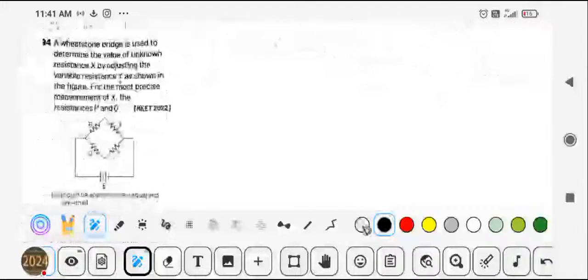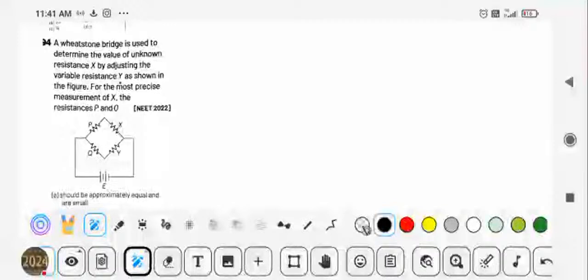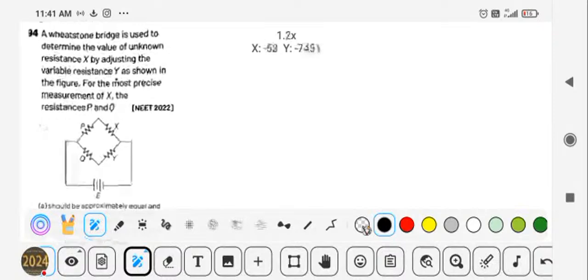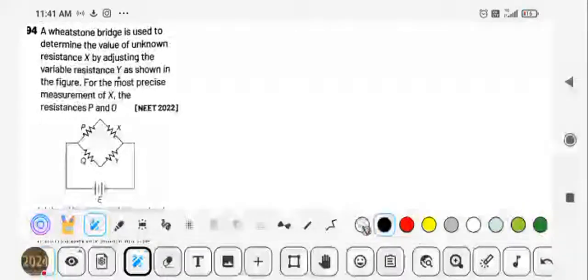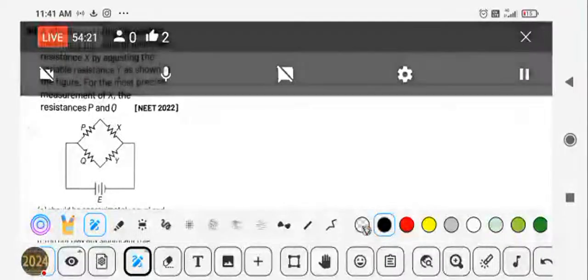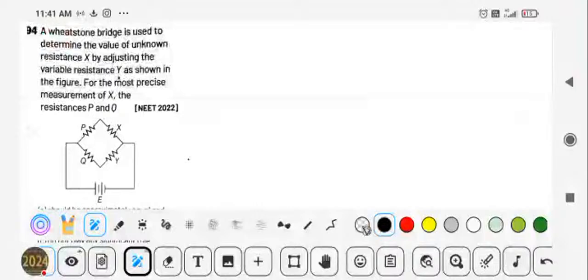And moving on to the fourth question. By seeing it, you can say that this is based on the Wheatstone bridge. They are asking: a Wheatstone bridge is used to determine the value of the unknown resistance X by adjusting the variable resistance Y as shown in the figure. For the most precise measurement of X, the resistance P and Q. This is the 94th question, right?